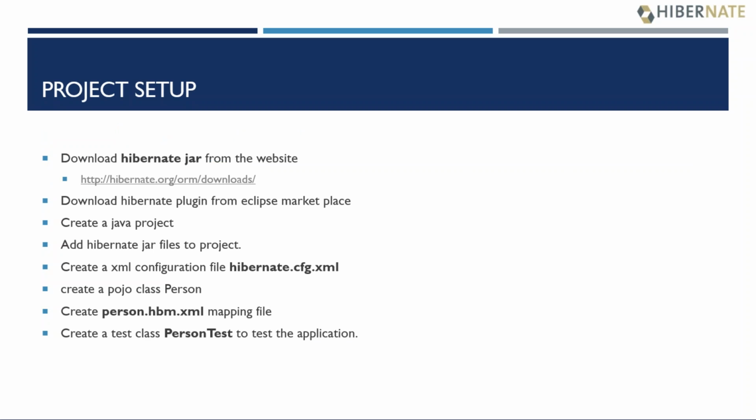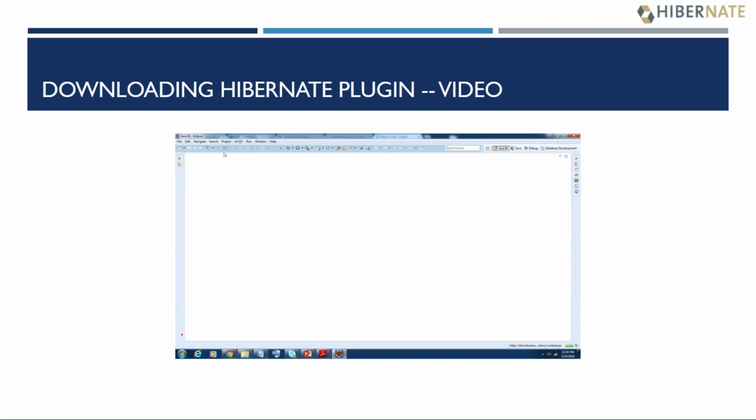Okay. So let us start with this, because the basics we have completed. First, you need to set up the project. For that, you need to download all the jar files from the Hibernate website, and you need to download the Hibernate plugin from the Eclipse Marketplace. Create the Java project, add the Hibernate files to the project. Then you need to create the configuration file, create a Pojo class, create a Hibernate mapping file, and then finally test it. Now let us assume we have already downloaded.